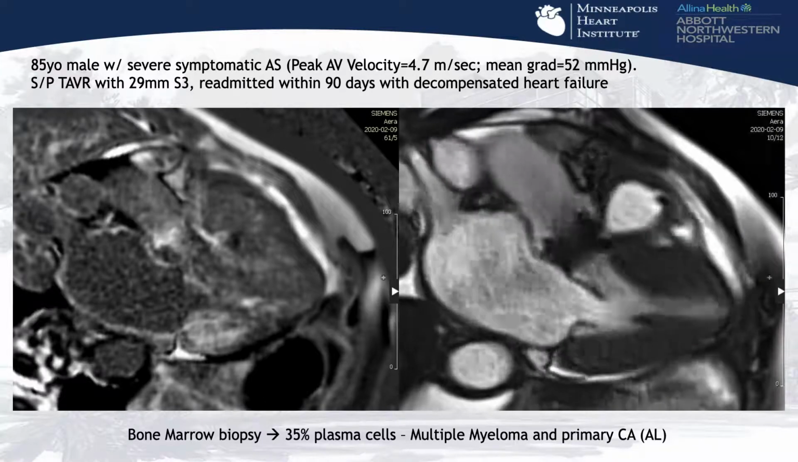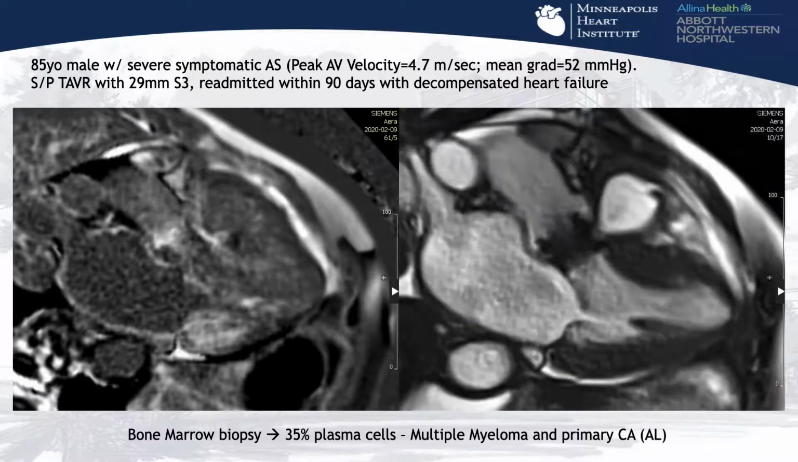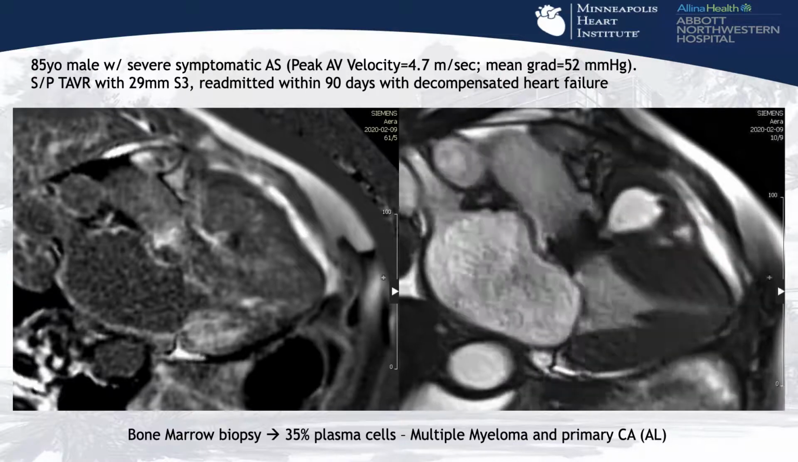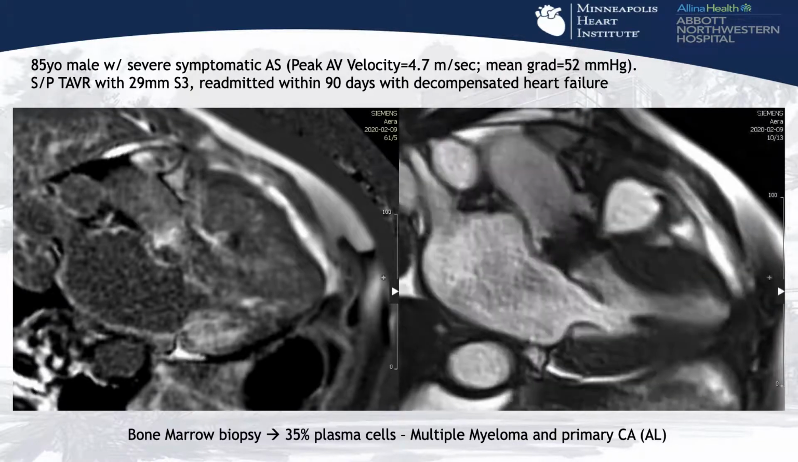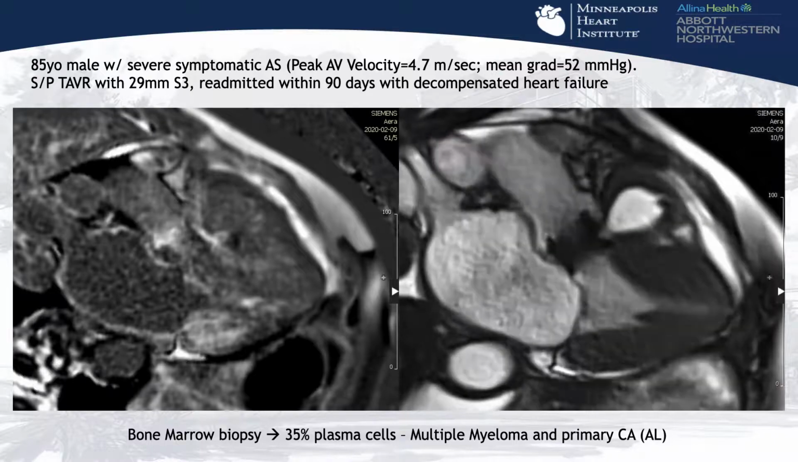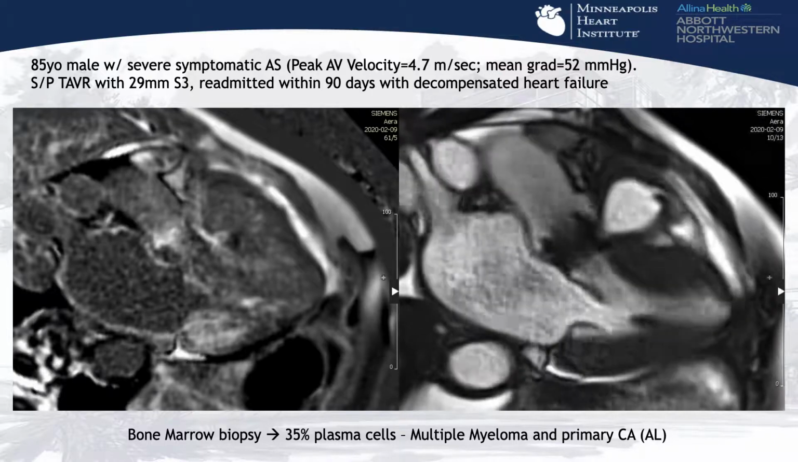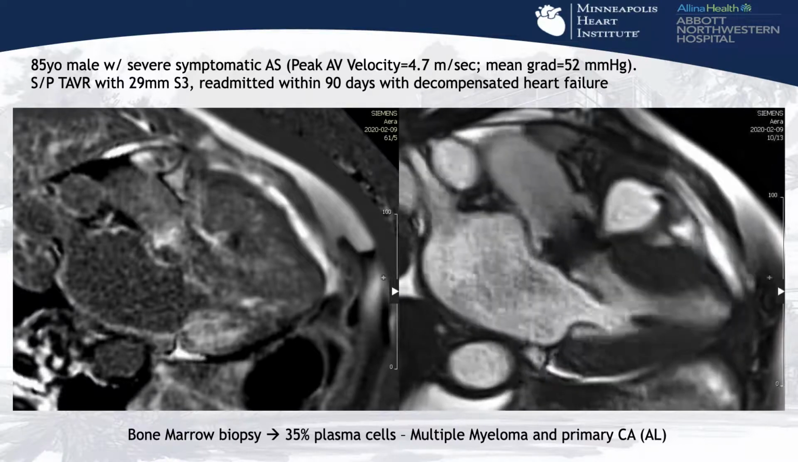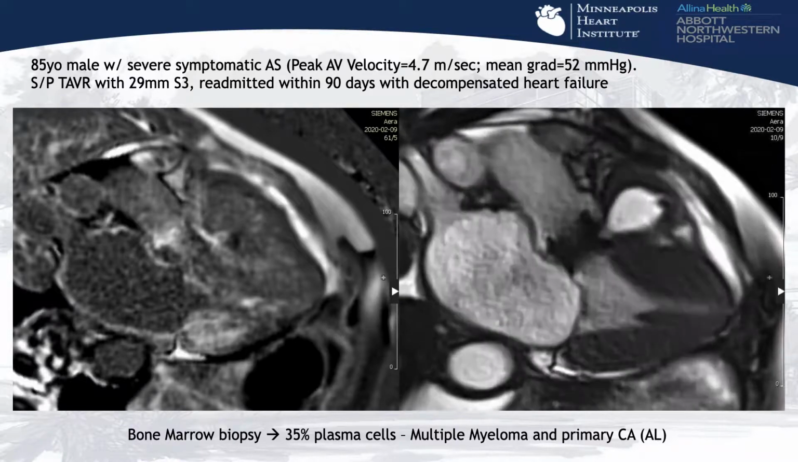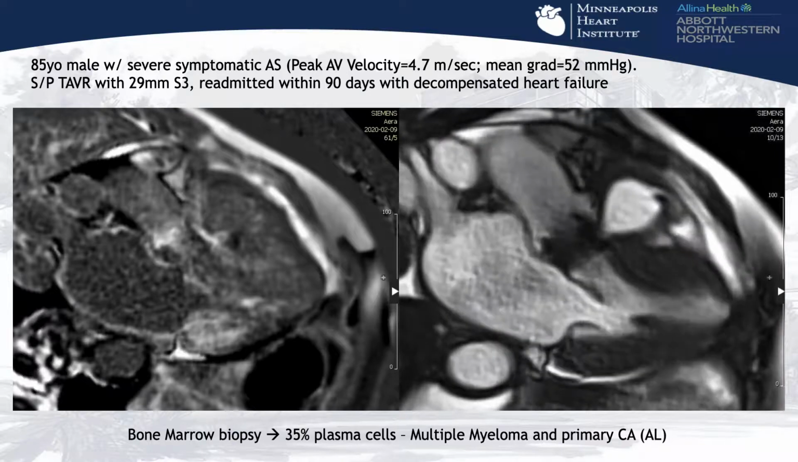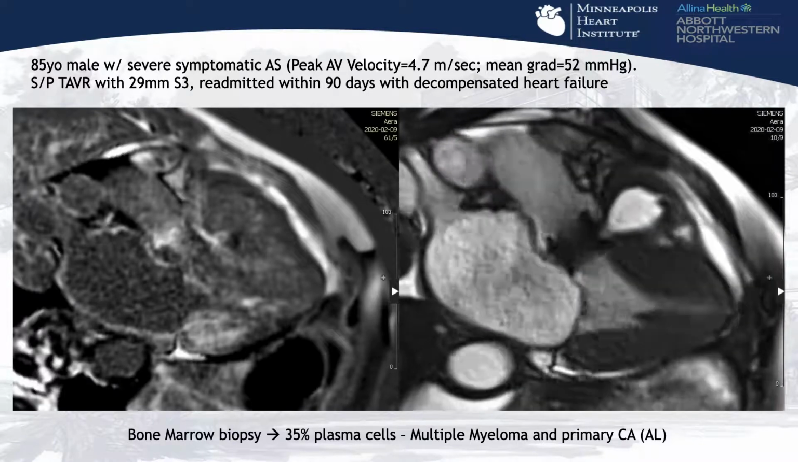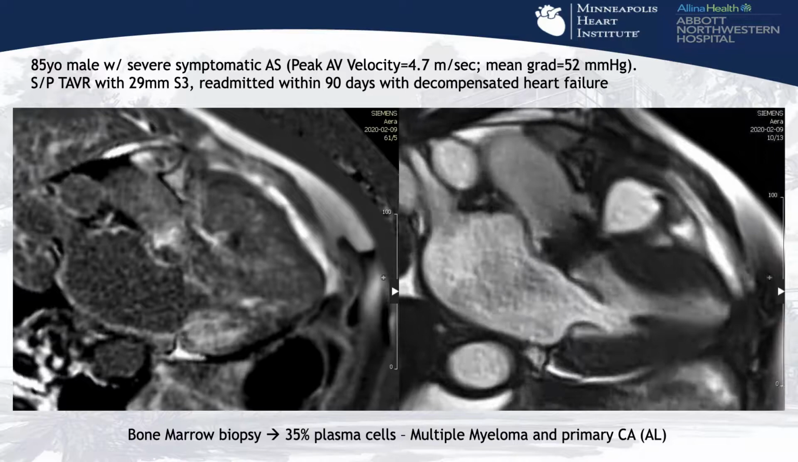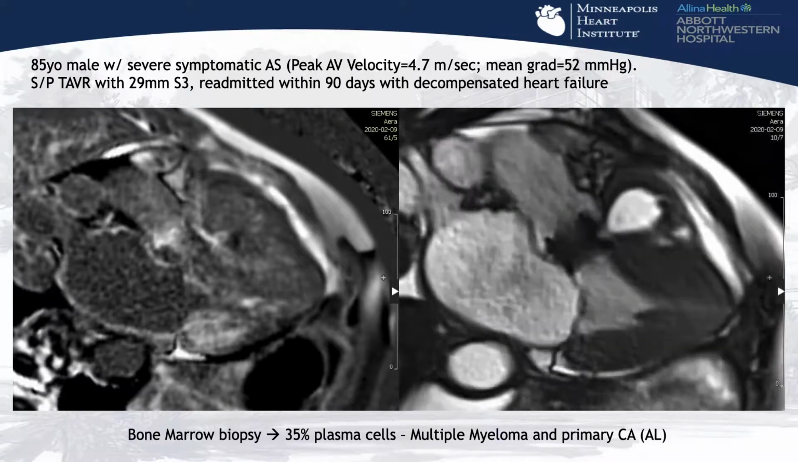And also another patient that we had recently had significant severe aortic stenosis, not low gradient, received a 29 Sapien 3, and recurred with heart failure. You can see that the valve is working well, but there is diffuse cardiac amyloidosis. The patient had a bone marrow biopsy, which showed 35% plasma cells and multiple myeloma. So not everything that is amyloid is going to be transthyretin. It's important to go a step further so that we can better understand.